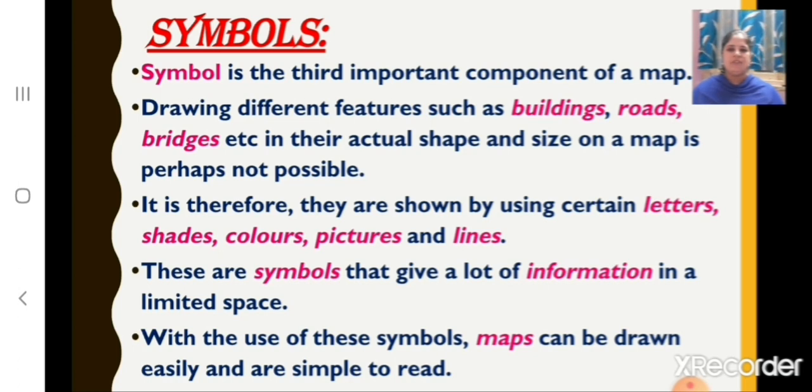So different types of letters and signs are used to represent those buildings, roads, bridges, etc. These are symbols that give a lot of information in a limited space. And with the use of these symbols, maps can be drawn easily and are simple to read.